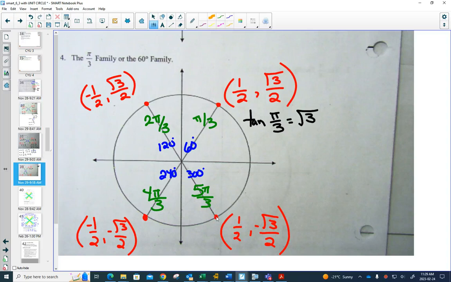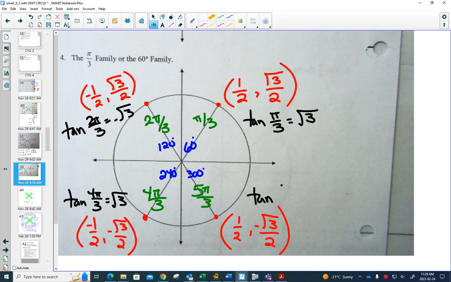And finally, tangent of 2 pi over 3, negative root 3, tangent of 4 pi over 3, positive root 3, and tangent of 5 pi over 3, negative root 3 again.